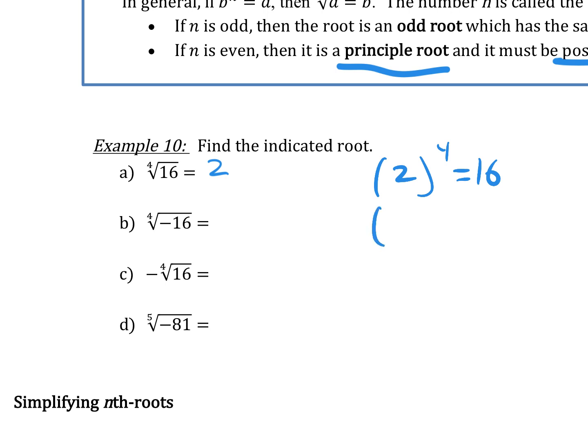And then we think about the fourth root of negative 16. And we say, what number to the fourth power is negative 16? Well, there is no number. It's not possible. So this does not exist, we'll say DNE. No such number. This can't be done.